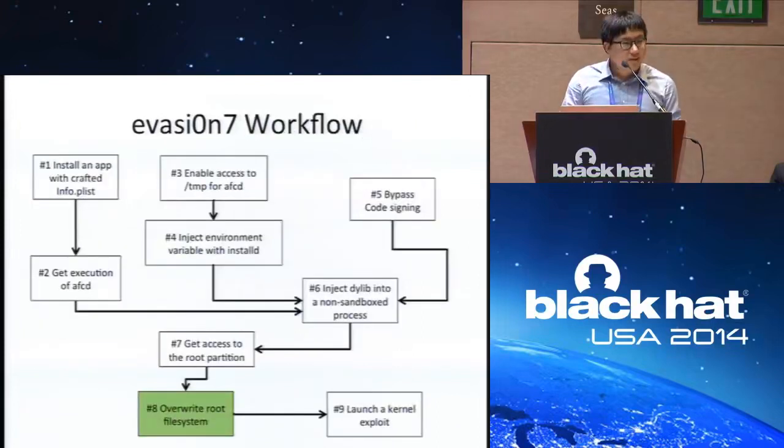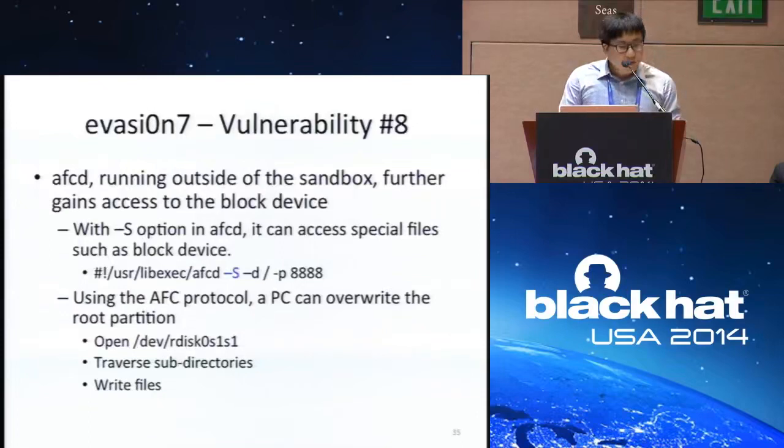For the next step, Evasion 7 overrides the root partition to make a permanent change on the system. In step number 2, we specified the -s option in AFCD, and I mentioned that it is for accessing special files, and that special file refers to block device files. So by directly opening /dev/rdisk0s1s1, it allows opening the whole partition of the root directory, and the newly launched AFCD can make a permanent change on the root partition.